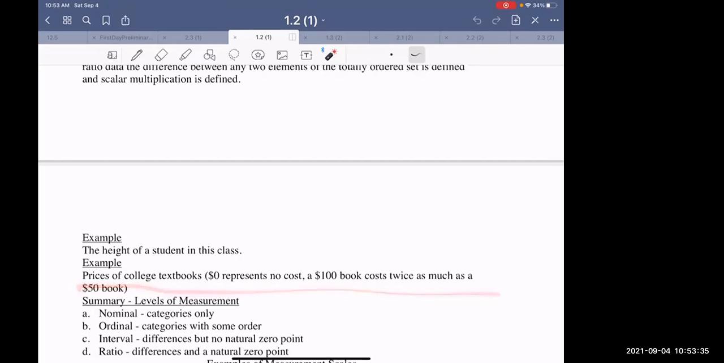Price of college textbooks. $0 represents no cost. So if you say the price of your textbook is 0, then it has no cost. The price of a $100 textbook is twice as much as a $50 textbook.